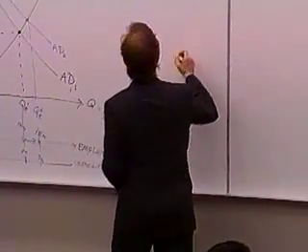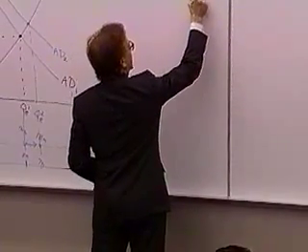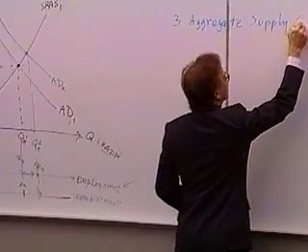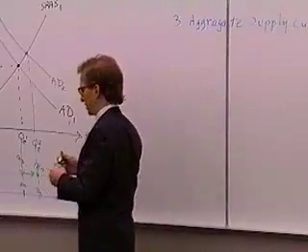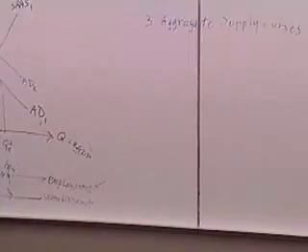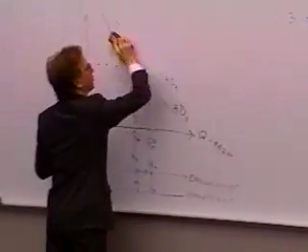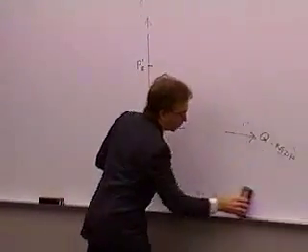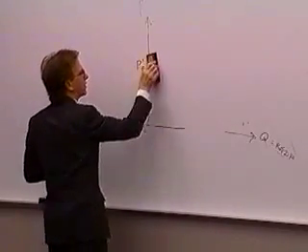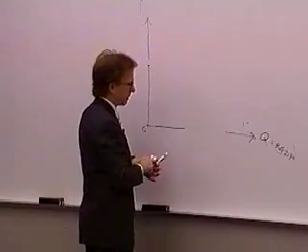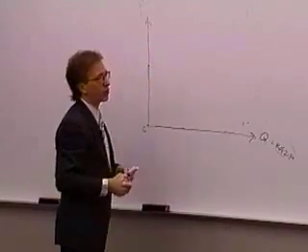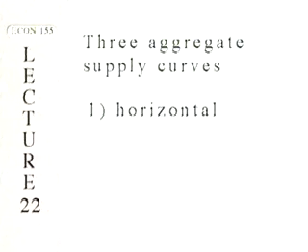Finally, let's come back and talk about 3 aggregate supply curves. So far, I've only drawn an upward sloping aggregate supply curve. This short-run aggregate supply curve has a positive slope, and that's all I've drawn so far. And what we want to do is draw aggregate supply curves that have a different shape or different appearance now. The first aggregate supply curve I want to draw is horizontal.